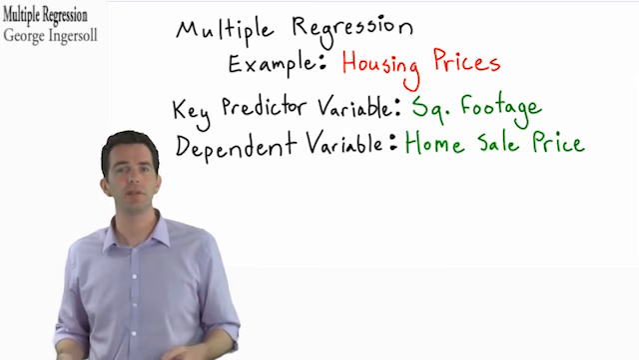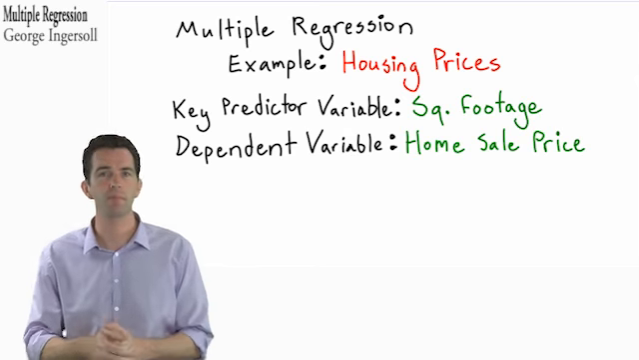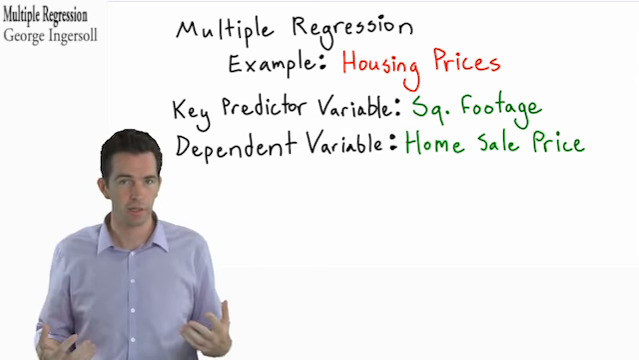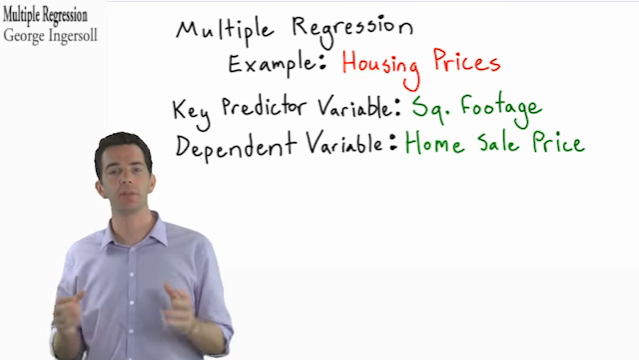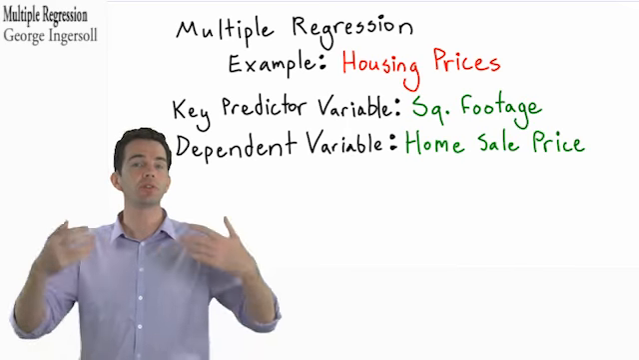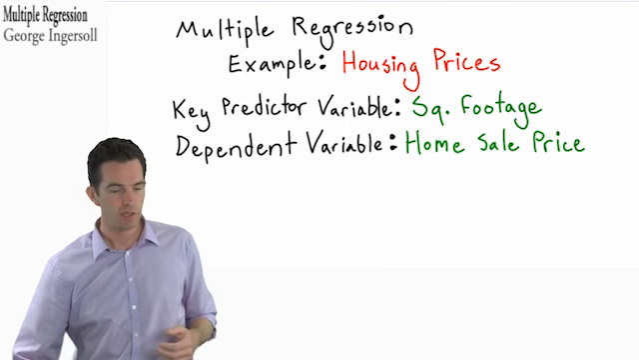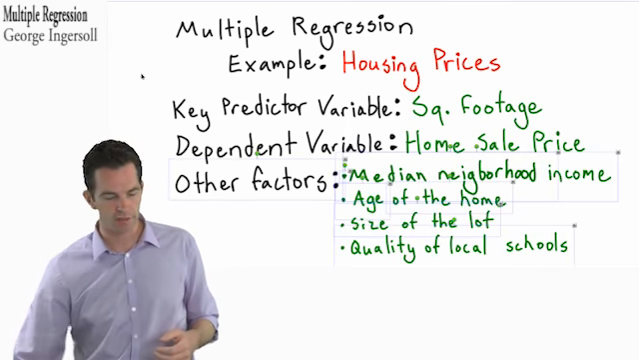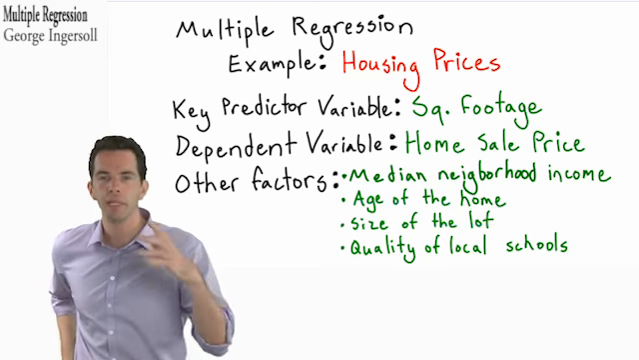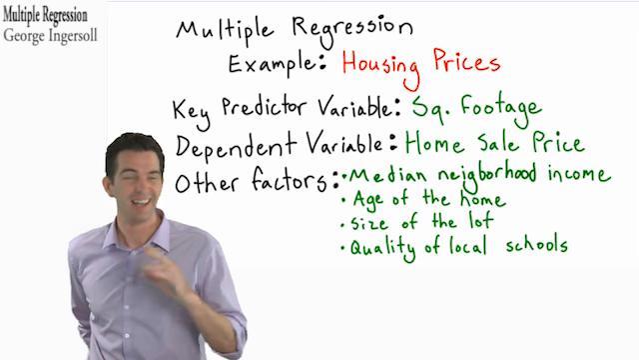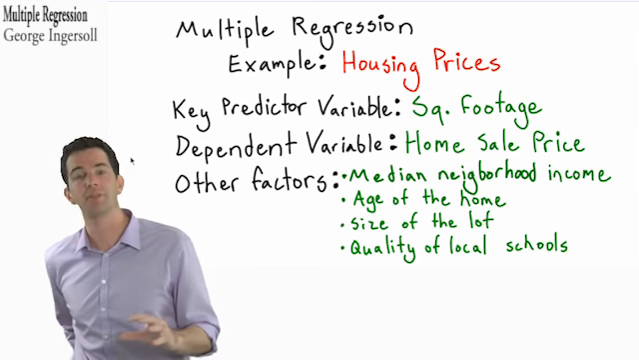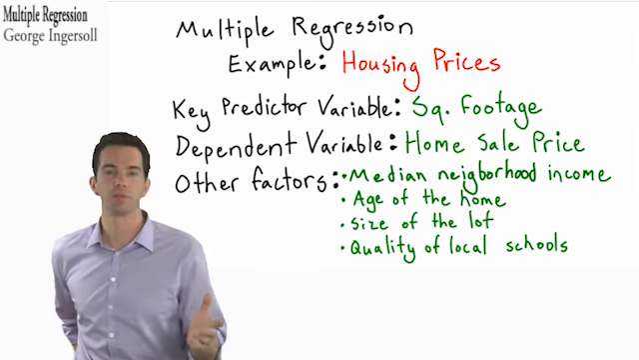Well, we could, and that would give us some relationship, but we can get a more accurate understanding of the relationship if we factor in some additional variables in order to control for their effects. So we could add in additional factors, such as the median household income in the neighborhood that the home is selling in, the age of the home, the size of the lot, and the quality of the local schools, for instance.